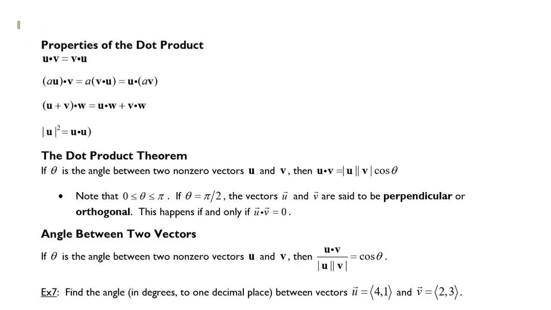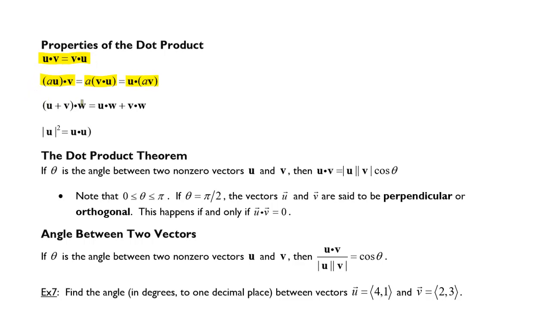Welcome to video 6 on applications of vectors. Let's look at the properties of the dot product. If you have u dotted with v, that's equal to v dotted with u. If you have a times u dotted with v, that's equal to a times v dotted with u, which is equal to u dotted with a times v.